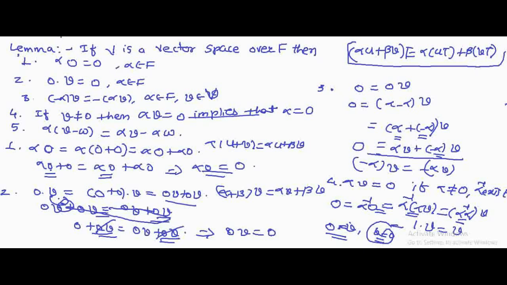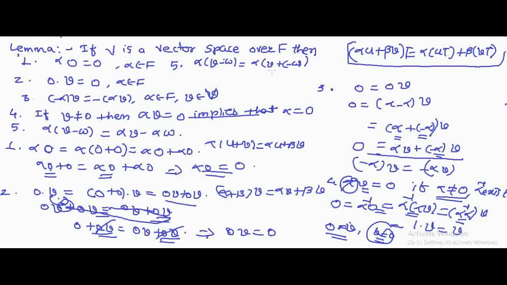We get a contradiction due to this alpha not equal to 0, and therefore if alpha v equal to 0 and v not equal to 0, then this alpha must be equal to 0. Now the fifth one is very obvious. We prove here the fifth: alpha into v minus w equal to alpha into v plus, we write this as a minus w.